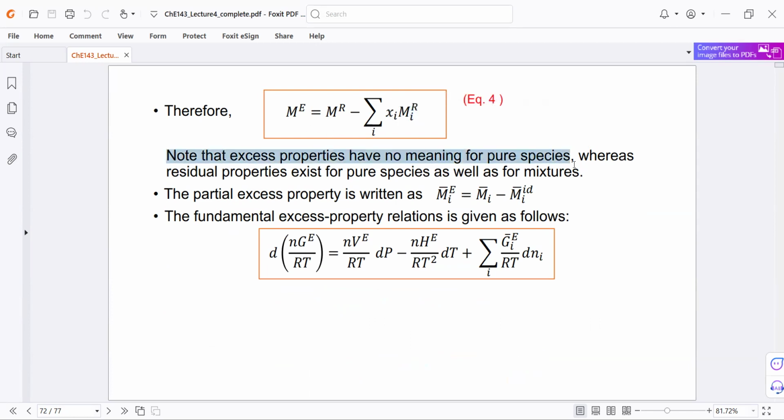So it's important to note that for solutions, excess properties for pure species have no meaning. But for gases, residual properties exist both for pure species and for mixtures. Okay, therefore, we can write the partial excess property as in this equation. Okay, so right now it's the partial excess property.